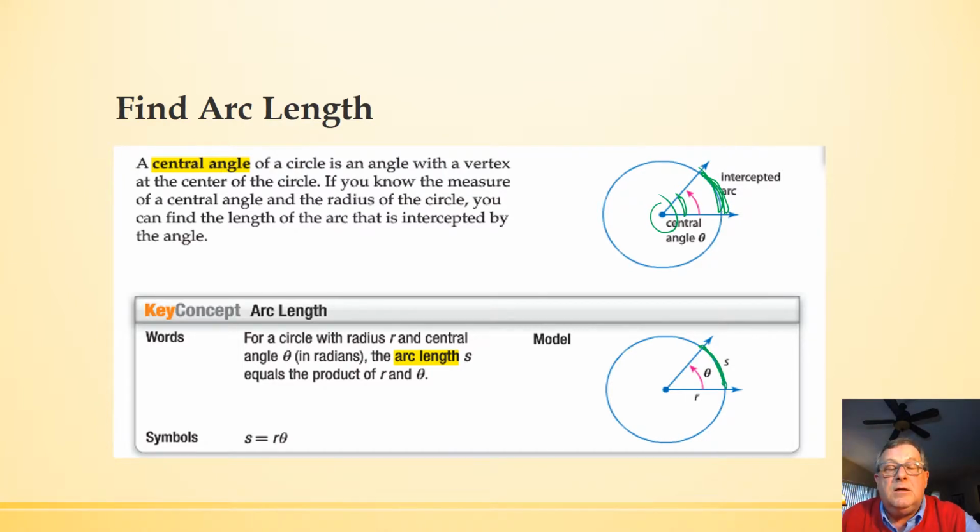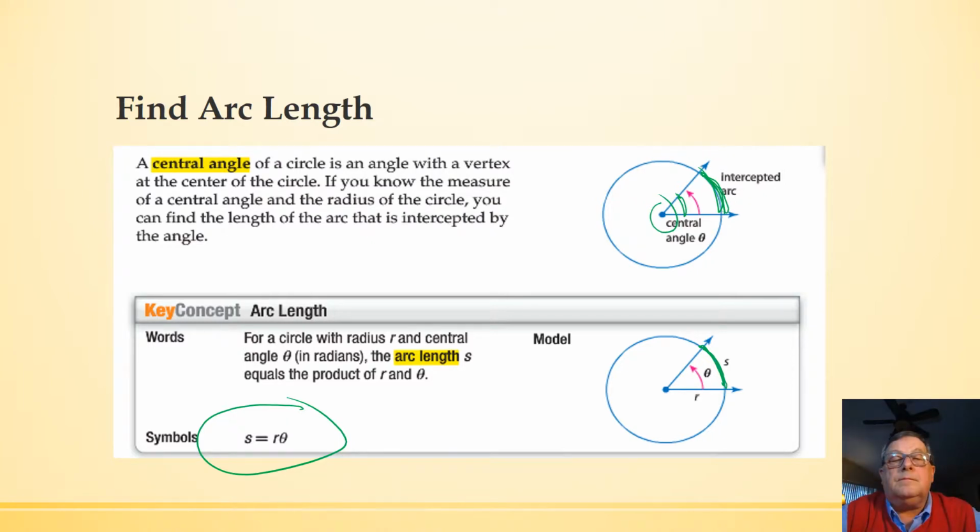such as this. And so we have a formula here that the arc length, represented by the small letter s, is equal to the radius times theta. And this theta is given to us in radians. And so sometimes we've got to convert from degrees to radians in order to determine the arc length.